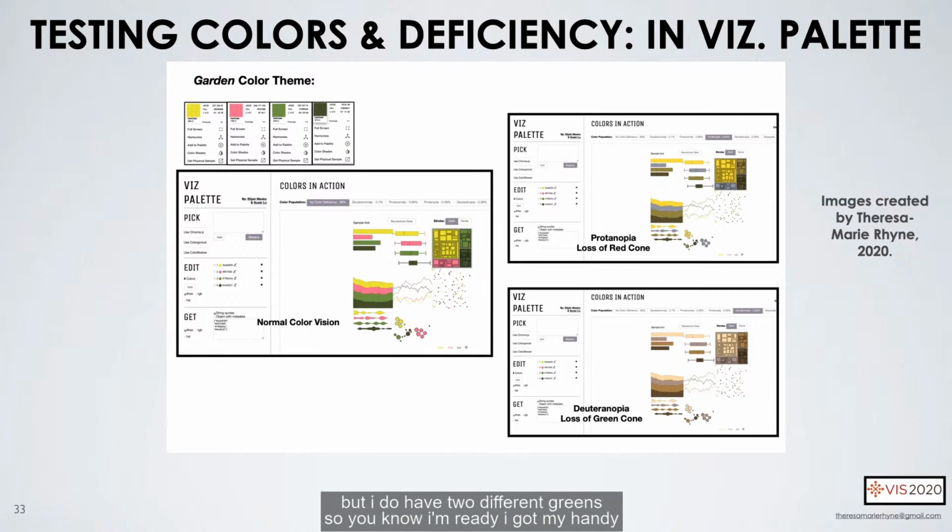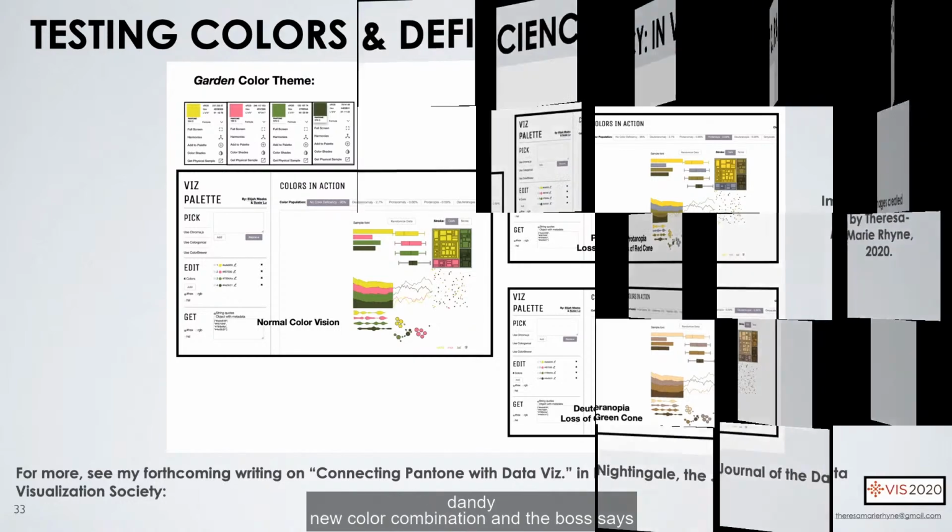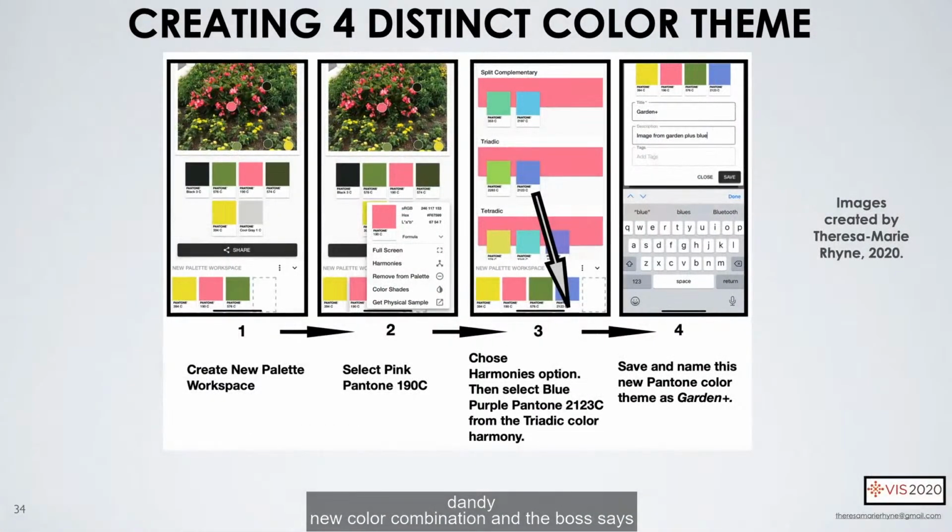But I do have 2 different greens. So, you know, I'm ready. I've got my handy dandy new color combination, and the boss says, 4 distinct colors. I told you. I like 4 distinct colors. I don't want to do it that way. The 2 greens are not going to work out. We're not going to accept that. You've got 20 minutes, and you've got to find me another color.